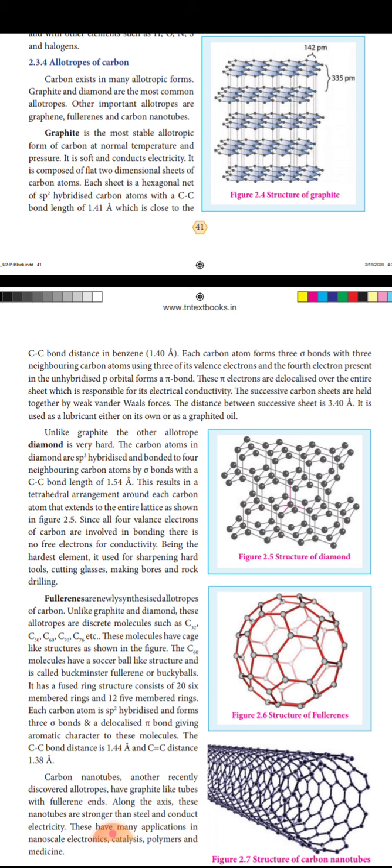The fourth allotropic form is carbon nanotubes. Carbon nanotubes, another recently discovered allotrope, have graphite-like tubes with fullerene ends. Along the axis, these nanotubes are stronger than steel and conduct electricity. These have many applications in nanoscale electronics, catalysis, polymers and medicine. Figure 2.7 shows the structure of carbon nanotube.